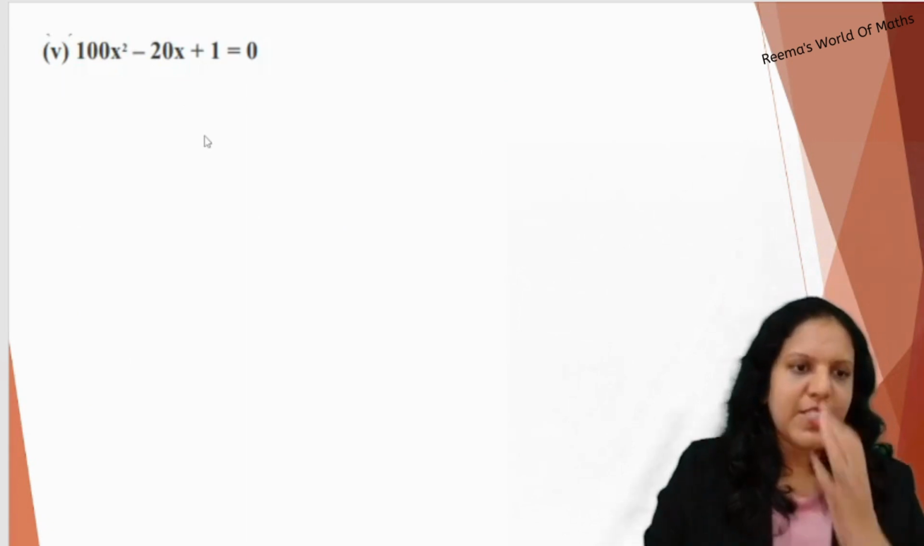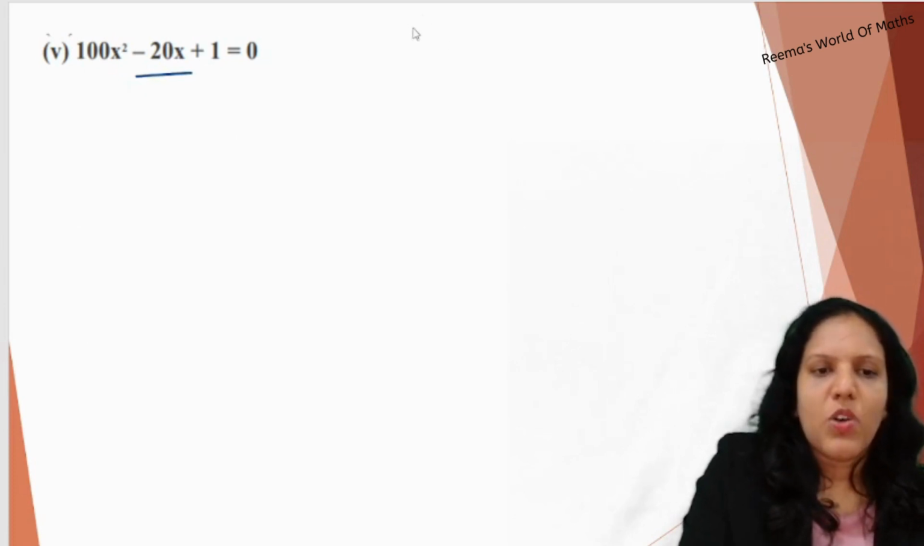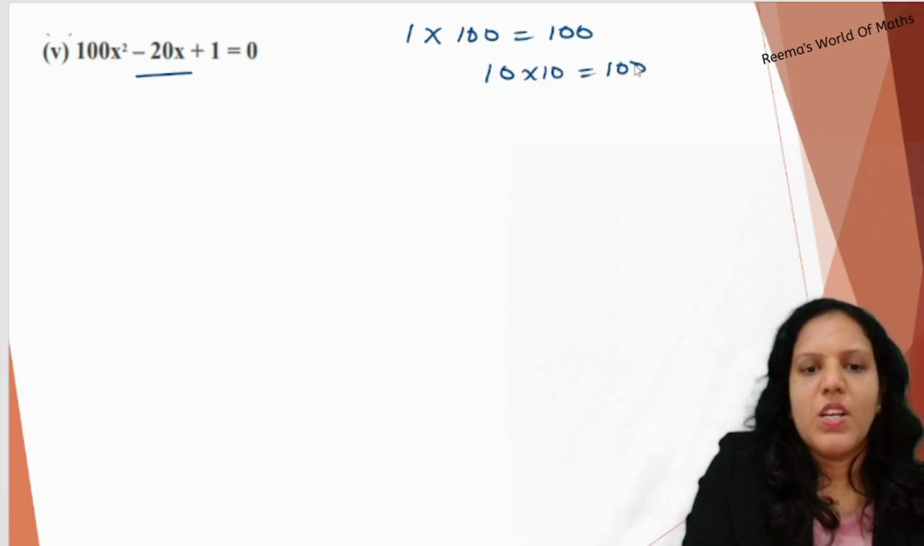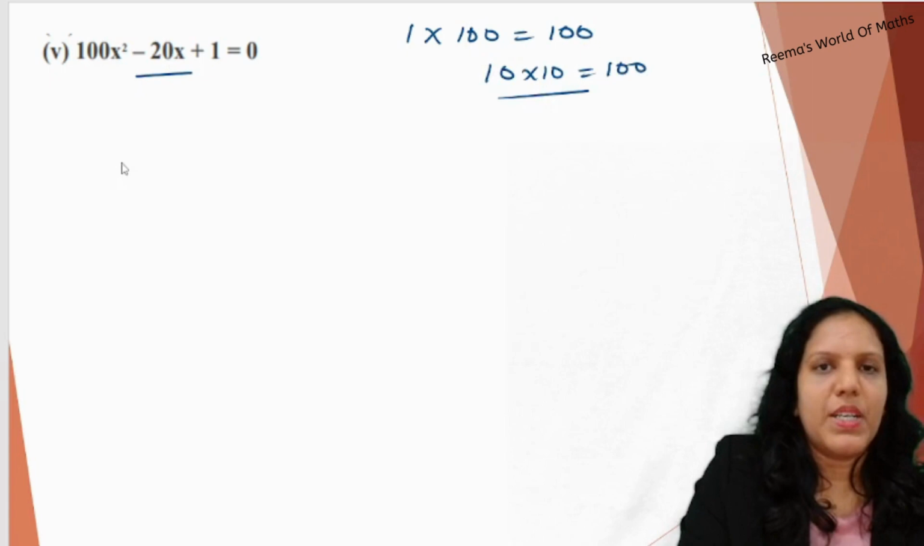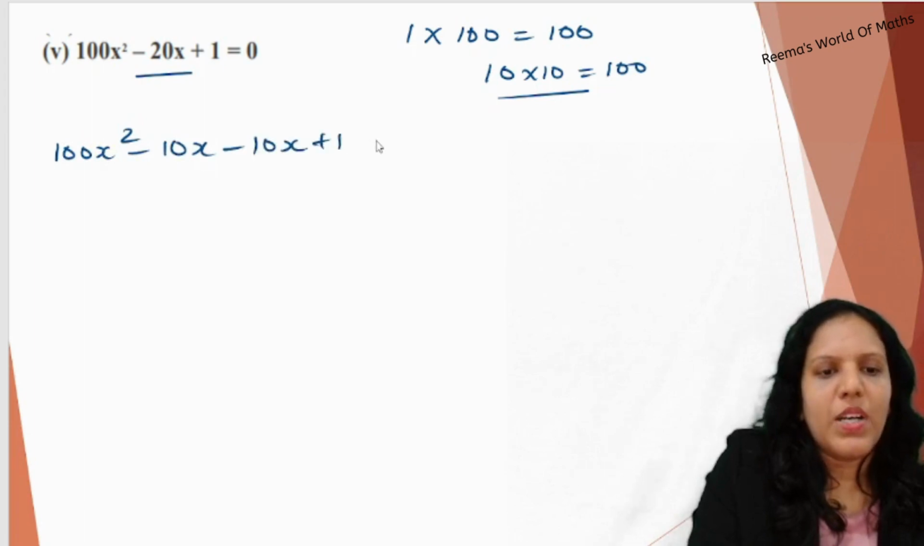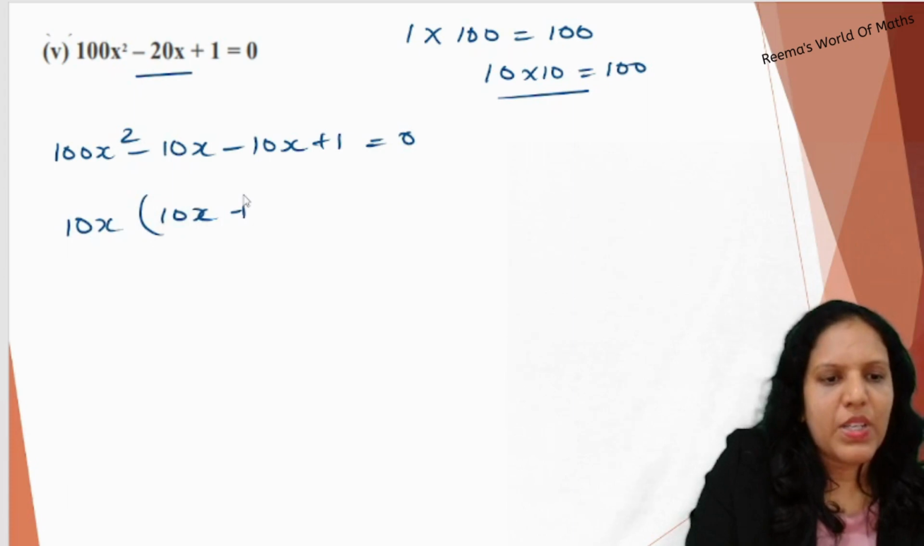which is 100x² - 20x + 1 = 0. So here the middle term is -20x, the constant is 1 and the coefficient of x² is 100. So 100 can be expressed as 10 multiplied by 10, which will also give you 100. So we can use 10 and 10 to split the middle term. So that will be 100x² - 10x - 10x + 1 = 0. Correct? So now we can take 10x common here, then what is left is 10x - 1. So again that will be 10x - 1.